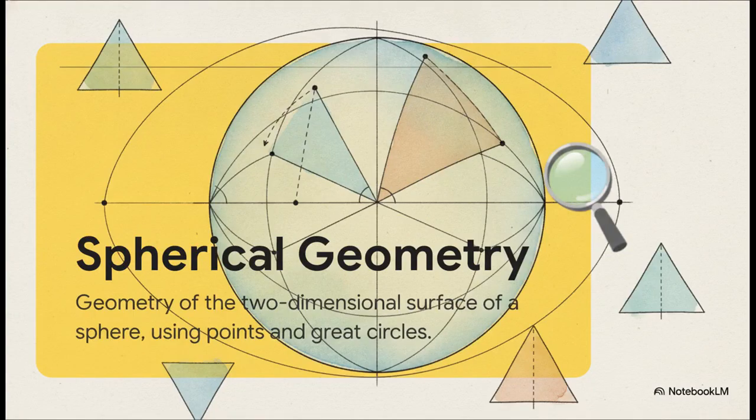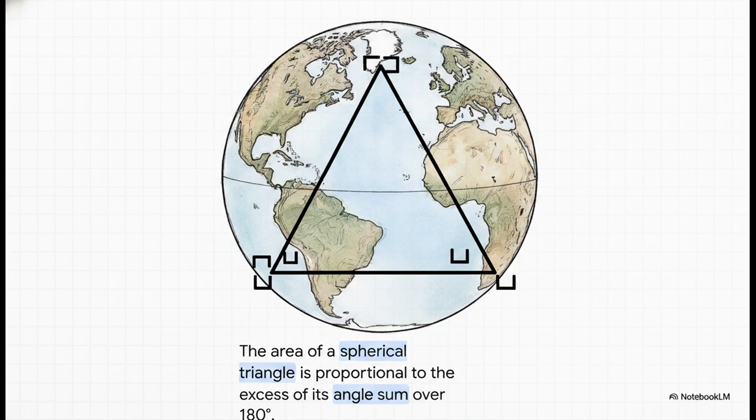See, in spherical geometry, the basic building blocks are points and great circles instead of straight lines. If you're on a globe, the shortest path between 2 points isn't a straight line tunneling through the Earth, it's a curve running along a great circle. Think of the equator. And when these great circles intersect to form triangles, they completely, literally shatter Euclid's classical rules of geometry. Because the rules completely change on a curved surface, a spherical triangle's area is actually proportional to its angle sum.